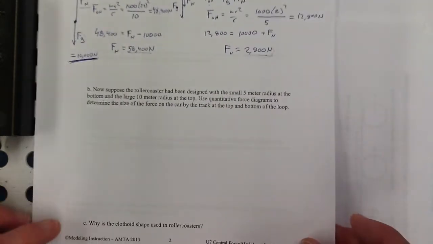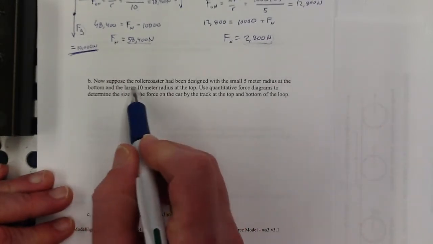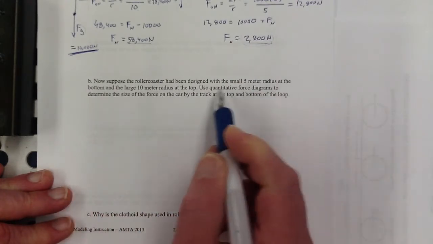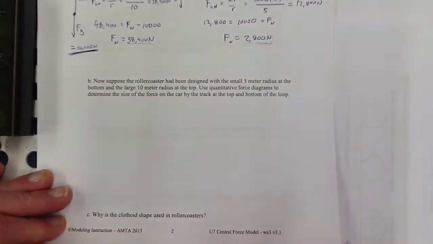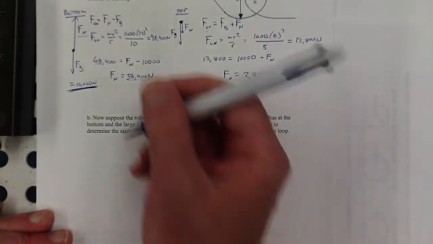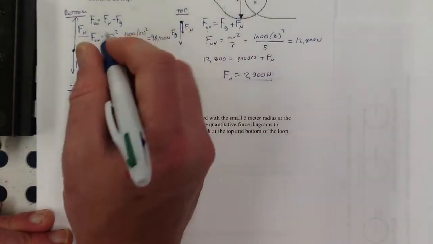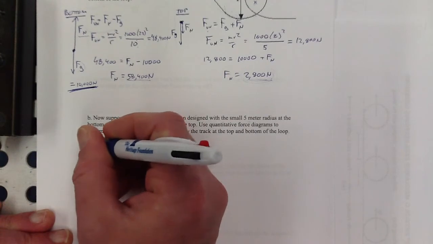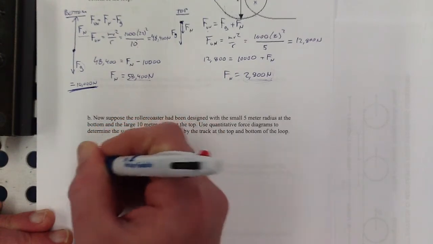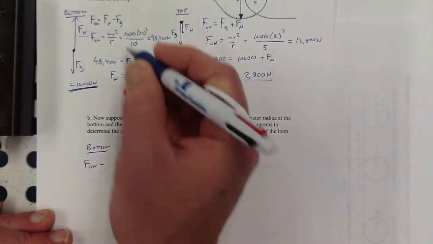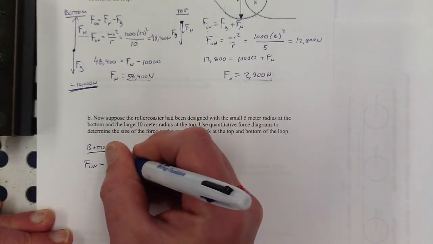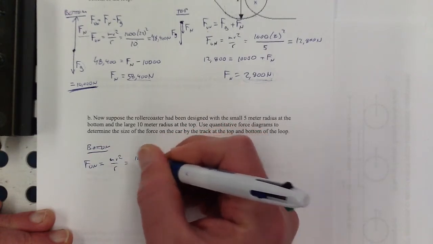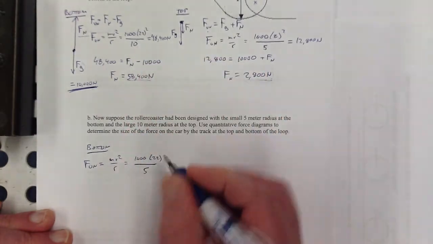The second part of this problem: suppose a roller coaster had been designed with the small radius here and at the bottom and the big one there. Do all the same stuff and just figure out what the deal is then. Well, the diagrams would be the same, and what would be different would be this. Now at the bottom, my unbalanced force would be mv squared over r. So making that 5, that's going to double this.